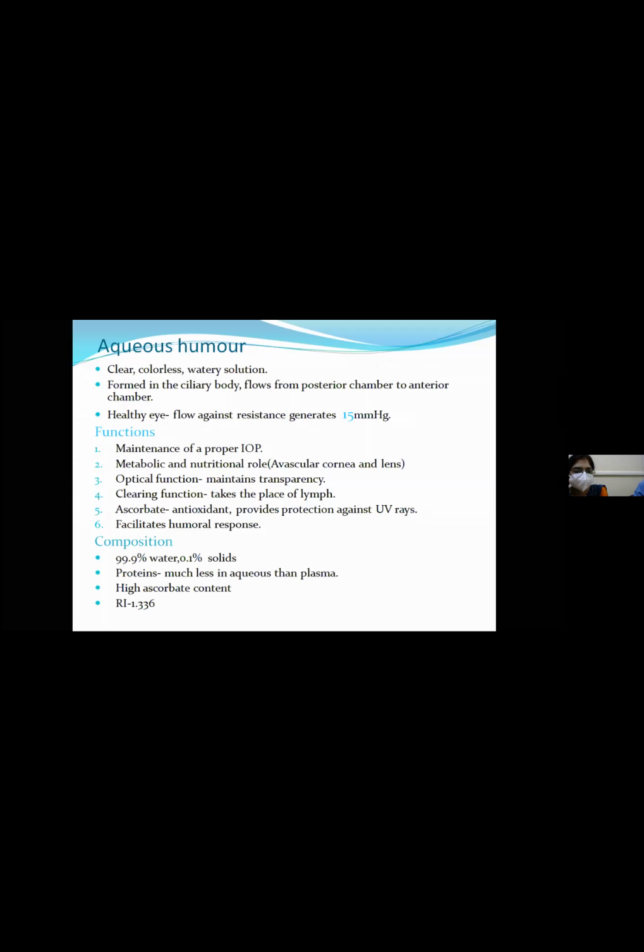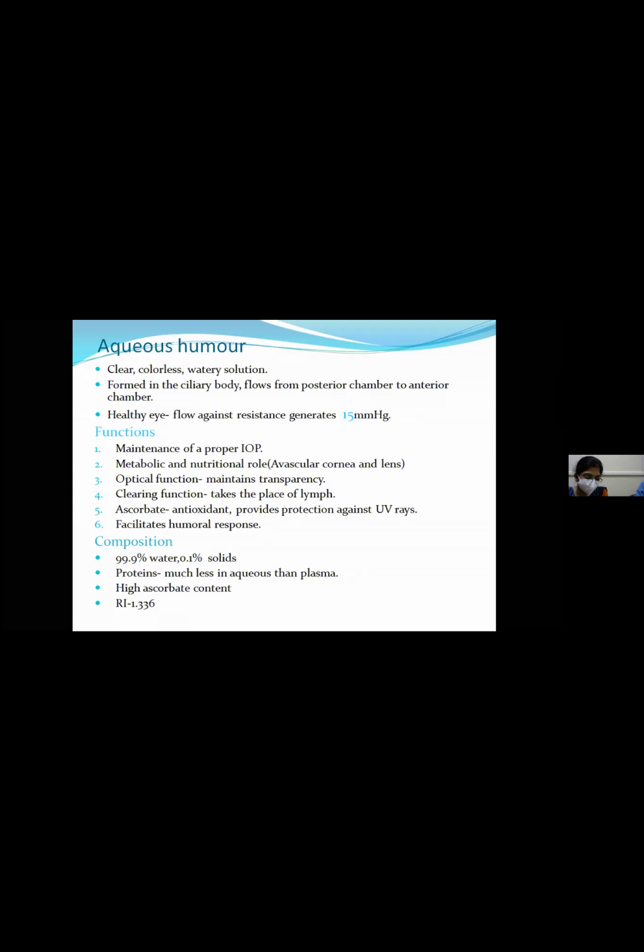So the functions are: it maintains a proper intraocular pressure; metabolic and nutritional role, it provides nutrients to the avascular parts, cornea and lens; optical function, it maintains transparency. It also clears the cellular debris and any infectious material. And the ascorbate content present in aqueous humor is an antioxidant and provides protection against UV rays. It also facilitates neural response.